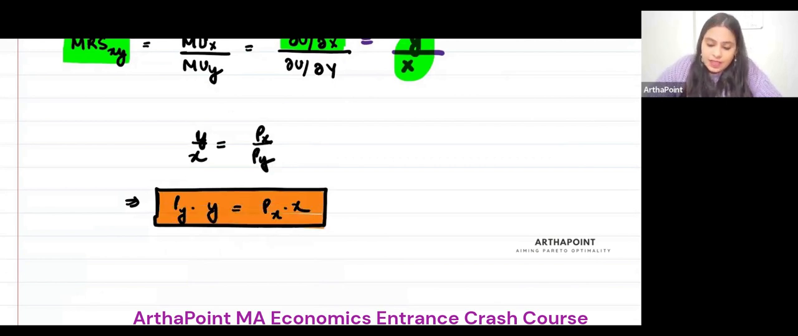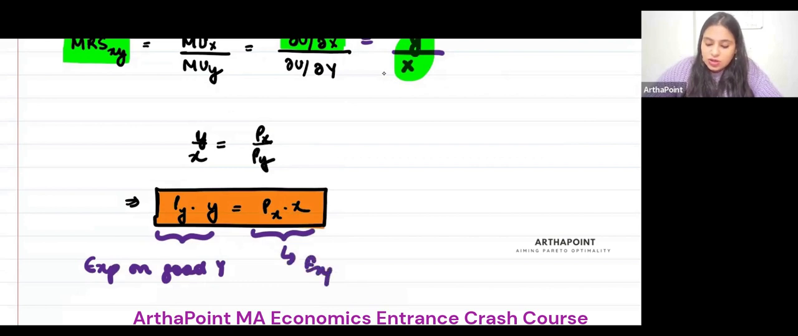What does this say? See, if you notice, PY into Y is the expenditure on good Y. I am consuming Y units, each at price PY. So PY into Y is expenditure on good Y. And PX into X is expenditure on good X.